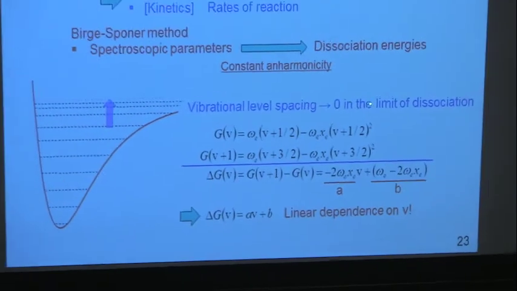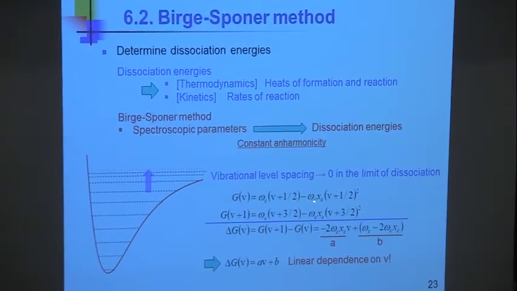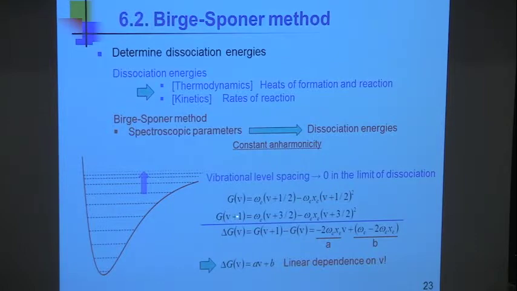There's a famous method called the Birge-Sponer method. This method says that the vibrational spacing in our simple anharmonic model, here's G of V, and there's the anharmonic correction term. Here's G for V plus 1. What if you take the difference? You get 2 omega E XE and then this other term. So in other words, you get omega E, and then you get a correction for the omega E XE. If you write it this way, you see that delta G can be thought of as AV plus B. So it's a linear equation.